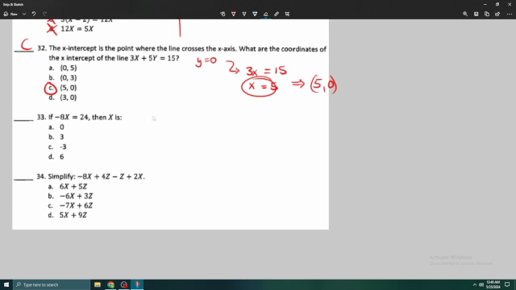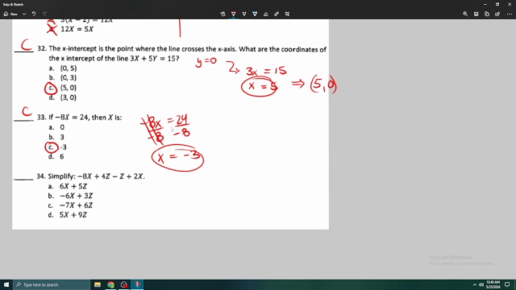This is just simple algebra. Negative 8x equals 24. Let's divide both sides by negative 8 to get our x alone. The negatives cancel out as well. 24 divided by negative 8 is simply negative 3.